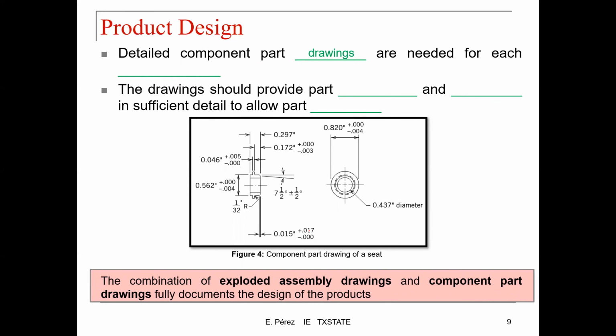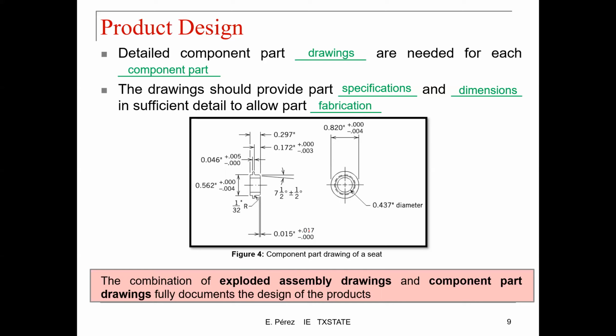Detailed component part drawings are needed for each component part. The drawing should provide part specifications and dimensions in sufficient detail to allow part fabrication. So if you're going to be fabricating these parts in the facility, then you need to know the dimensions really well. That's the purpose of this type of drawing that is illustrated in Figure 4.